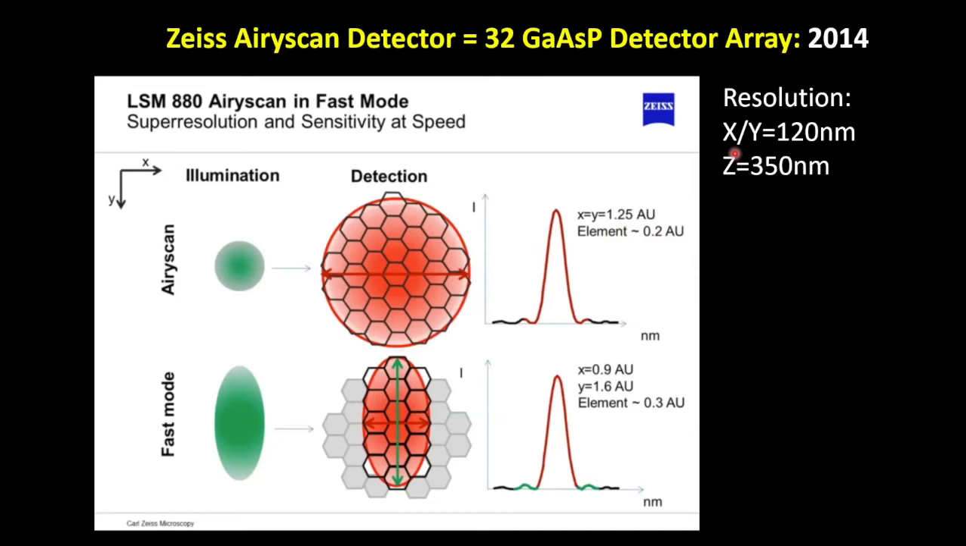So right now they advertise the XY resolution is about 120 nanometers and Z about 350 nanometers. It also comes with an Airyscan fast mode. Instead of using the full detector, they use the middle detector, using the same wavelength laser to scan the field of view, which can achieve much faster speed. However, again, because of the trade-off, if you have a faster speed, you lose some resolution. So you can see the Y has a lower resolution compared with the X in this case.